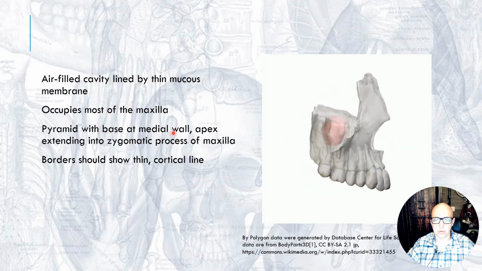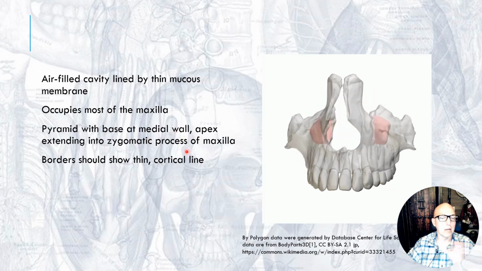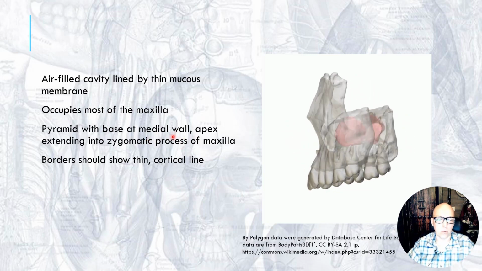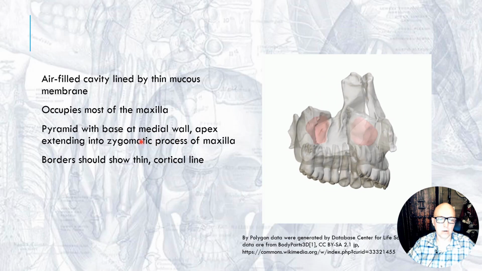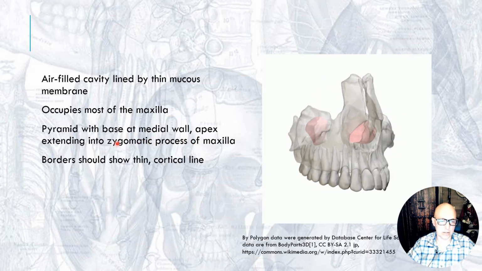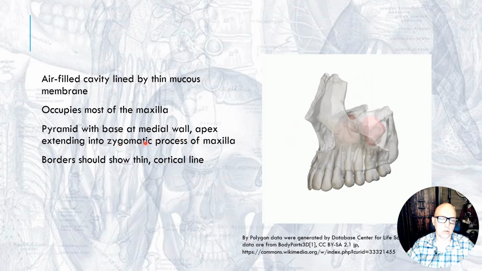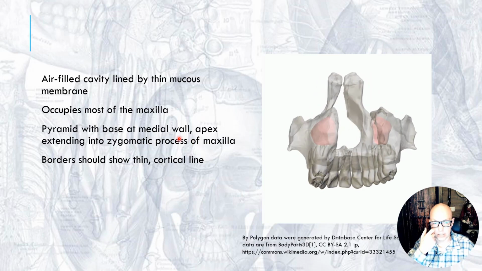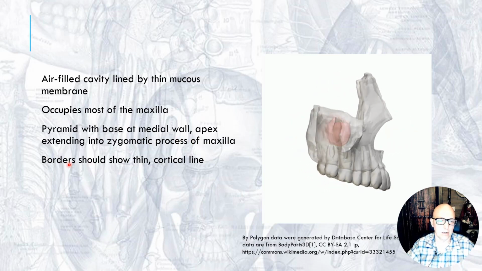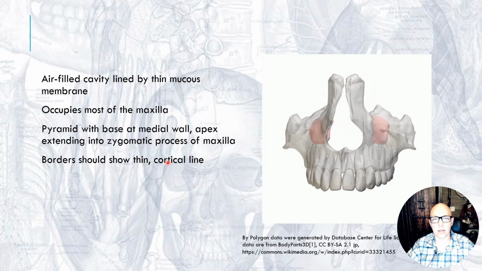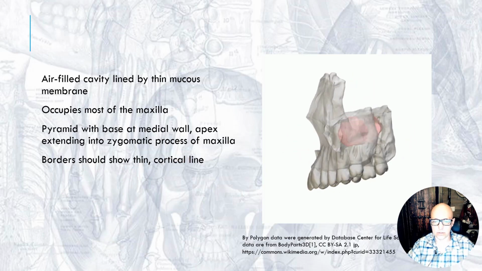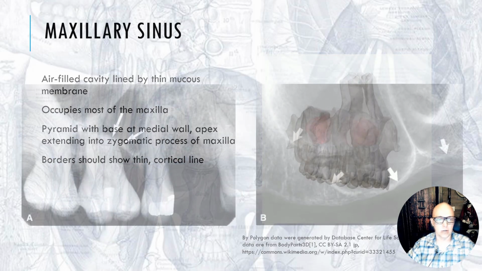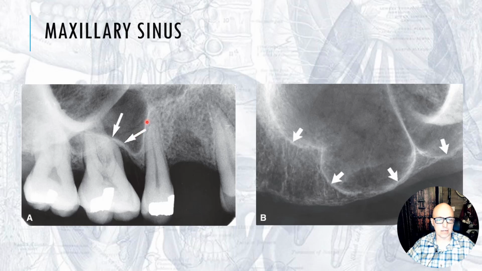It's pyramidal with the base at the bottom, or the base of the medial wall. The apex is extending outward toward the zygomatic process. We're going to talk about that because that's my favorite anatomical structure. So know that word, zygomatic process of the maxilla. They should, in health, show a thin cortical line like we've shown you in some of those examples that you've already seen. All right, a couple other examples here of the maxillary sinus.